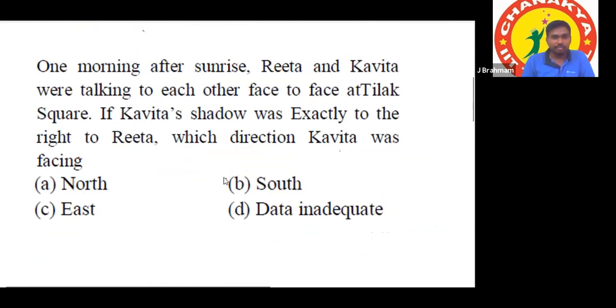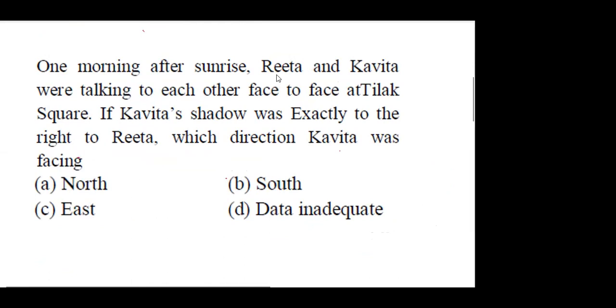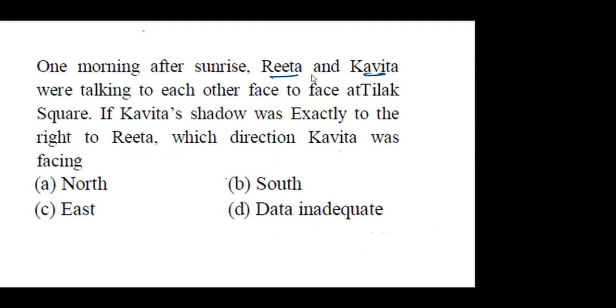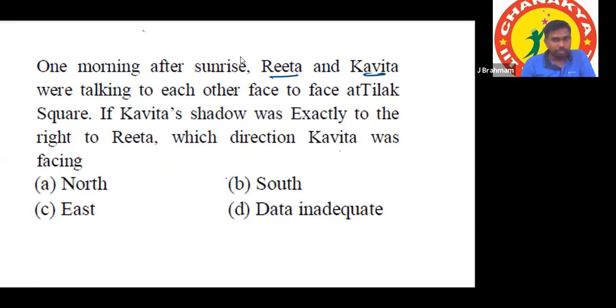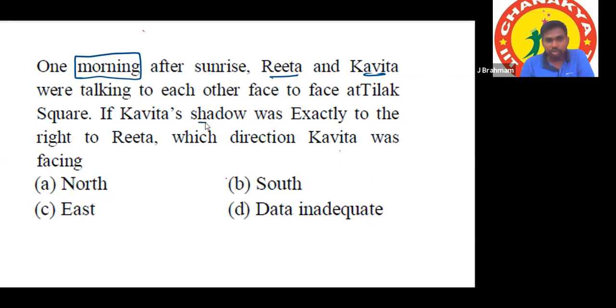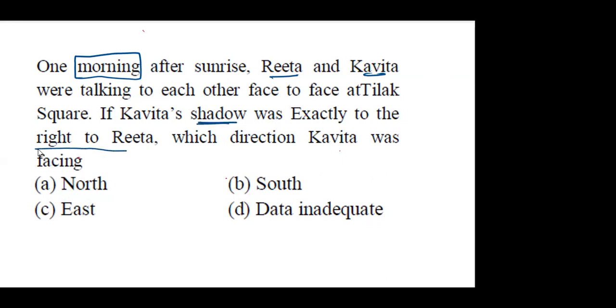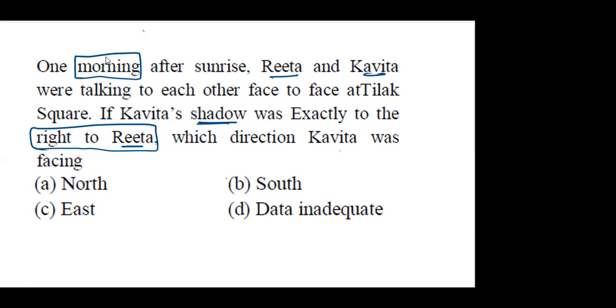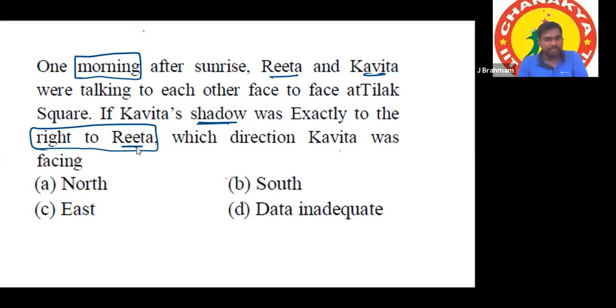Here, how many persons are there? Two people, Rita and Kavita, correct? In the previous case there was a pole. In place of the pole, he has given one more person. Is it morning or evening? Morning, sir. Shadow is right of whom? Rita. So here we can say the facing direction of Rita, correct? Morning shadow right means Rita is facing south.